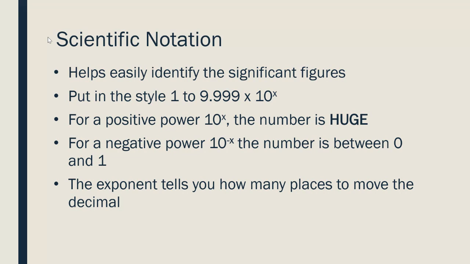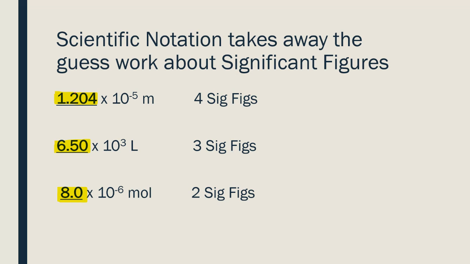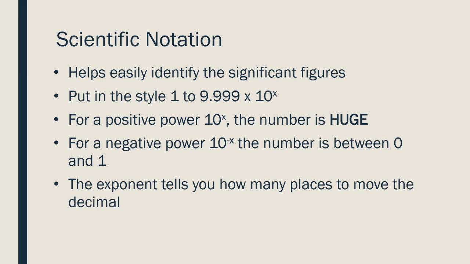All right, so let's talk about scientific notation. It's a nice way to figure out the significant figures, as we just discussed. If you have it in scientific notation, all the significant figures are right there. You don't have to look any further. There's no calculating, no figuring out which side of the decimal you're coming on. They're just right there. They're put in the style of some number between 1 and 10, so 1 to 9.999, times 10 to the x.